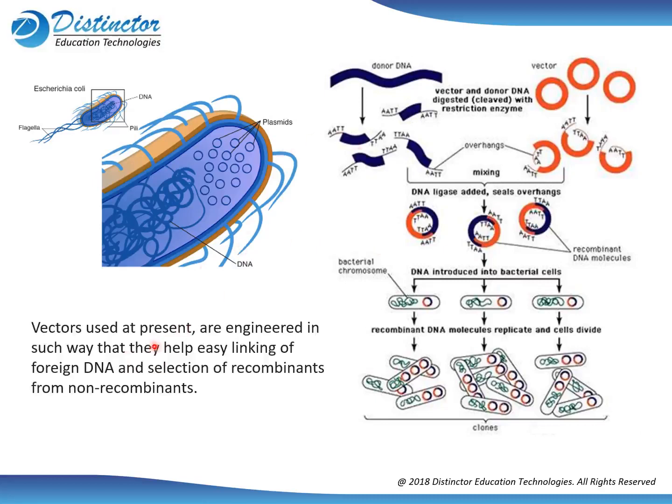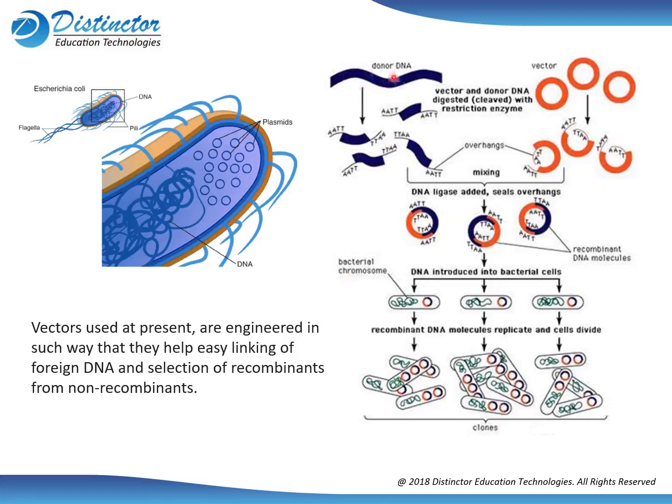So the vectors that are used at present are engineered in such a way that they help easy linking of a foreign DNA and then selection of a recombinant from a non-recombinant. So another important function of a vector is that they can be easily selected, whether it is a recombinant or non-recombinant. So they can easily identify whether the foreign gene has been incorporated or not.